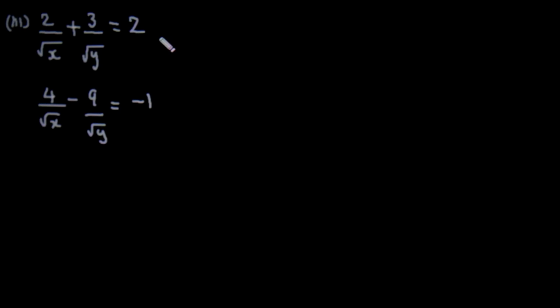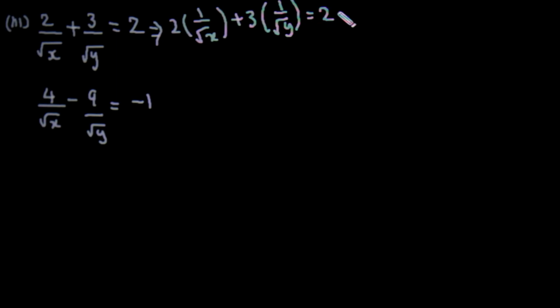Now, next problem. This can be written as 2 into 1 by root x plus 3 into 1 by root y is equal to 2. Wherever you find 1 by root x, you have to write a. Next, wherever you find 1 by root y, you have to consider it as b. So 2a plus 3b is equal to 2.